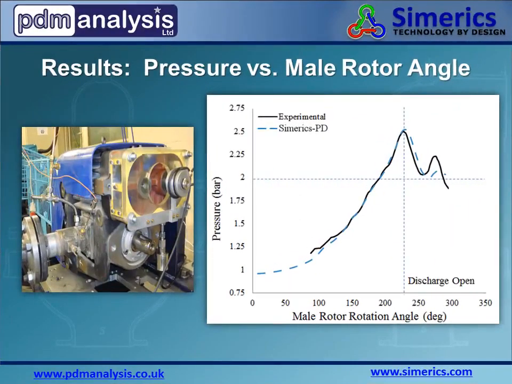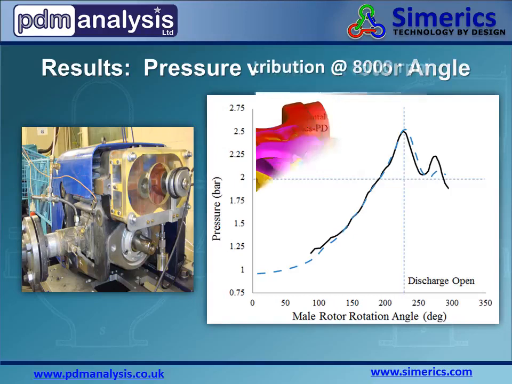This chart shows how Simerics PD was able to capture the pressure magnitude throughout the rotational cycle of the male rotor. Specifically of interest were the results at the 230-degree position where the discharge was fully open.